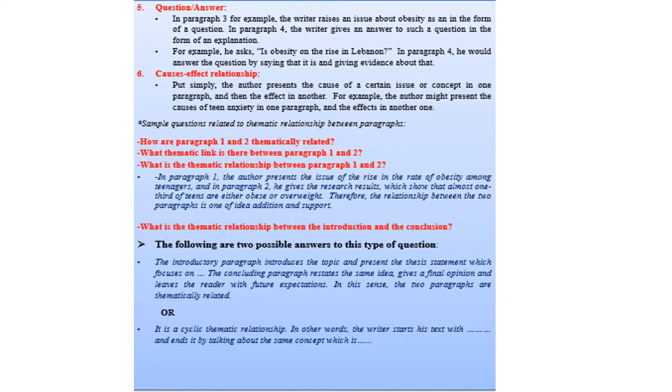Moving on, question answer. In one paragraph the author asks a question, and in the other one he answers it. Cause-effect relationship, very common. Okay, in one paragraph he's talking about the causes of obesity, and in the other one he is discussing the effects. This is how we would ask such questions: How are paragraphs 1 and 2 thematically related, etc. Please go through them.